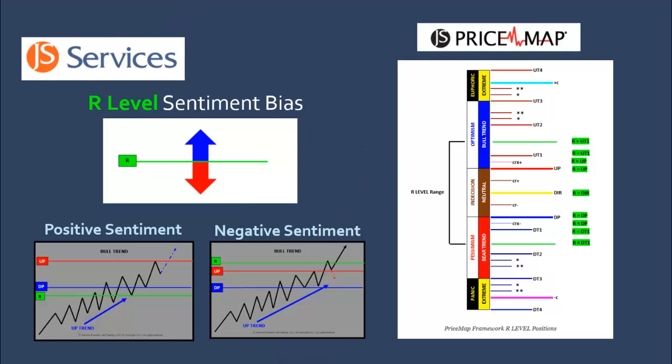The price map represents a price framework of the market state and is JSServices structure analytics. The R level is an action qualifier that identifies the specific price level where the bias of the trade period shifts from positive to negative and vice versa. This sentiment bias further defines the market state characteristics by its position on the price map and is the level with the most influence for the trade period.